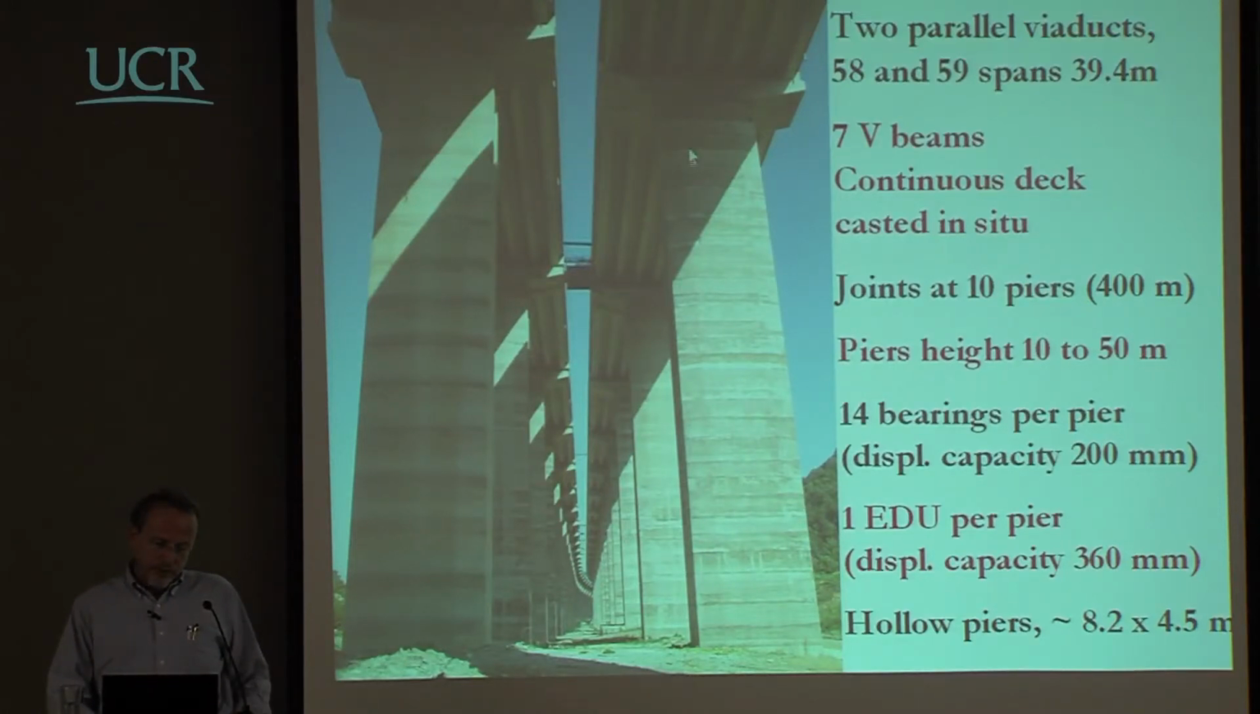Then the pier section was about 8 by 4 meters, a hollow section, a huge section, and in fact there were no problems, as you will see. And then what you don't see here is that there was a foundation with a height of 3 meters, and the size of the foundation, I don't remember, but it was in the range of 8 by 12 meters, something like that, with 12 piles, 1.5 meters diameter.